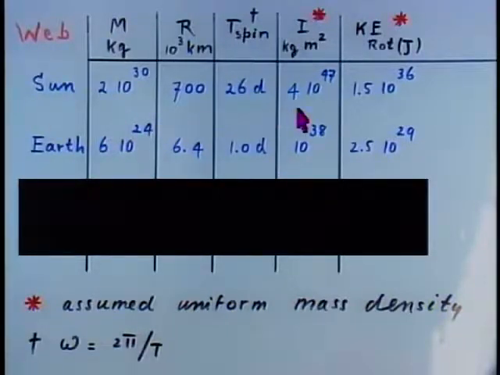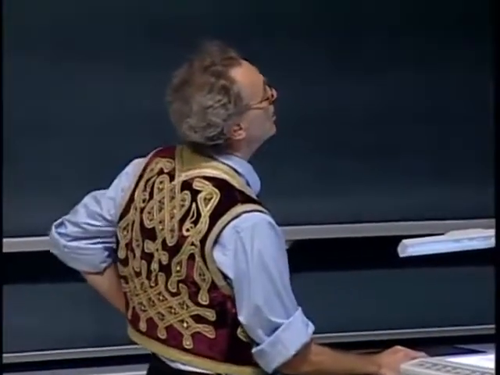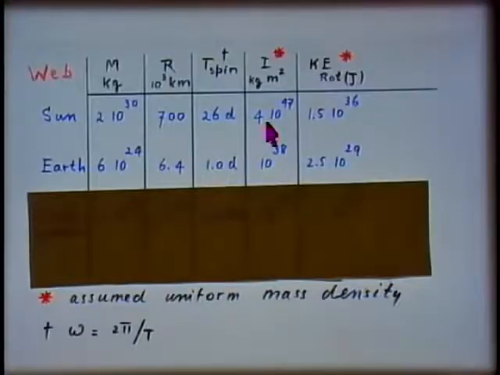I have used my 2/5 mr squared, which is really a crude approximation, because the 2/5 mr squared for a solid sphere only holds if the mass is uniformly distributed throughout that sphere. With a star, that's not the case. Not with the Earth either, because the density is higher at the center. But this sort of gives you a crude idea. So you have there the moment of inertia, which is easy to calculate with that 2/5 mr squared.